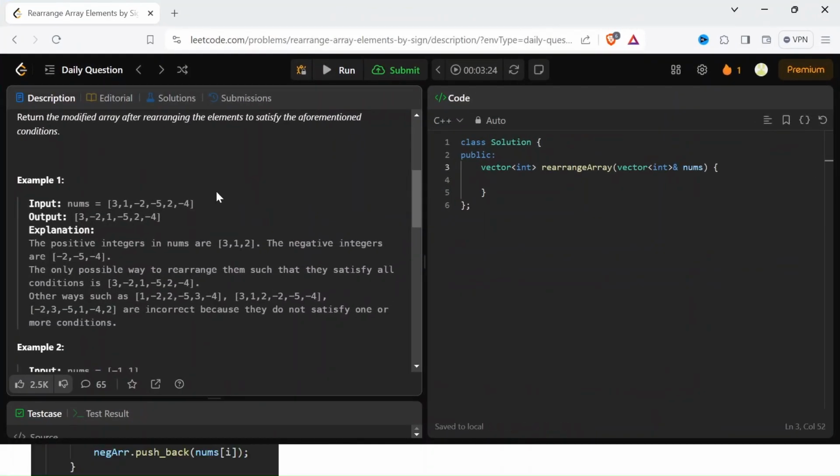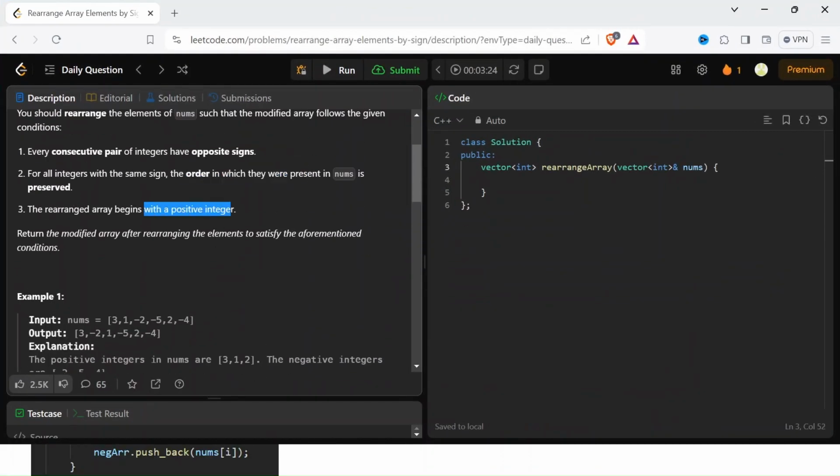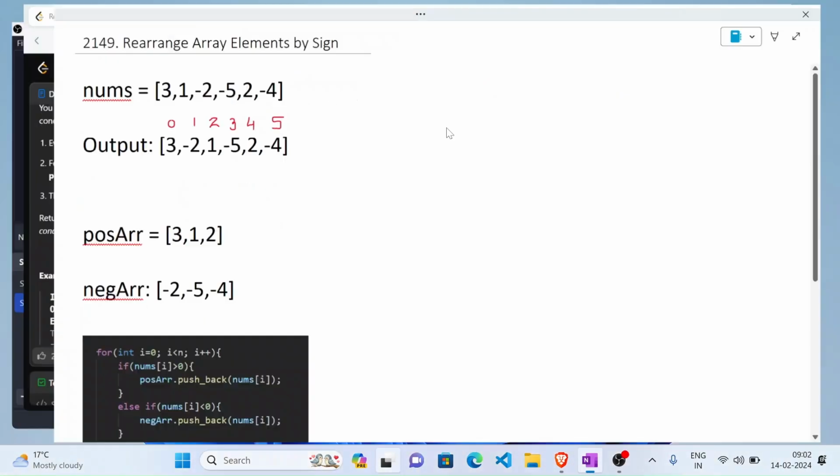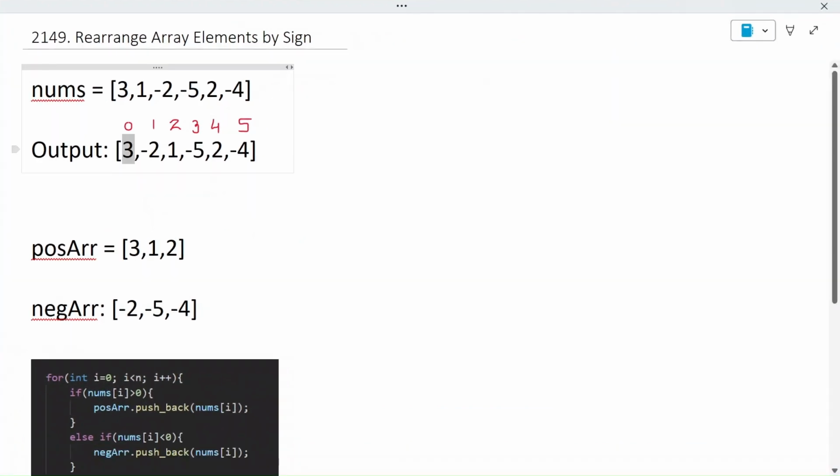And what was the third condition? The rearranged array begins with a positive integer. And see, the answer is beginning with a positive integer. So I think you got the question now. How can we solve it?